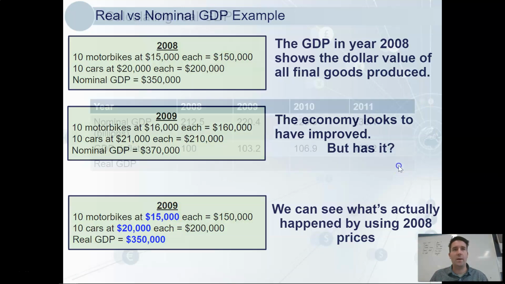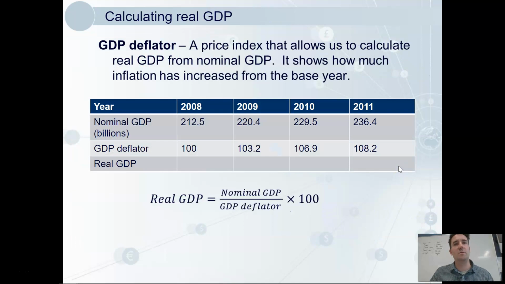Now, the way we calculate real GDP is using a GDP deflator. The GDP deflator is a price index that shows the increase in prices as compared to a base year. It deflates the level of nominal GDP. By knowing nominal GDP and the deflator, how much prices have gone up, we can determine real GDP. Here we have a set of nominal GDP data and the GDP deflators. 2008, where the GDP deflator is 100, is the base year. So we're going to compare other years to 2008 prices.